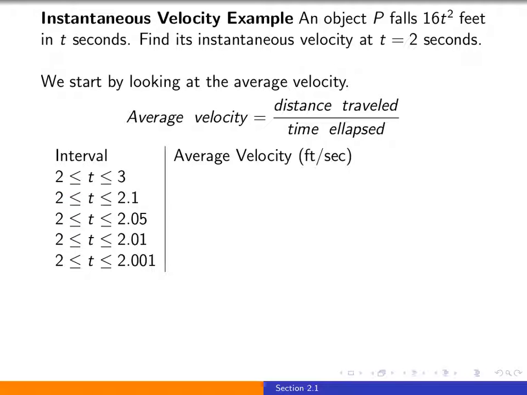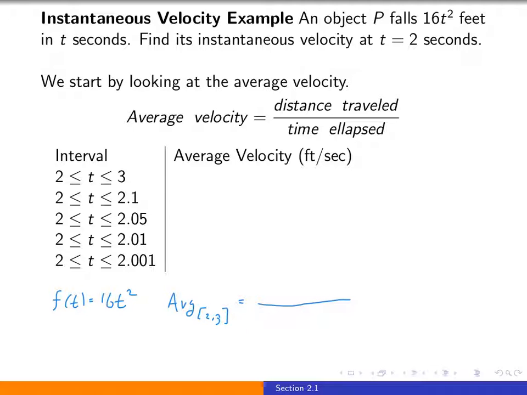So let's look at this first interval from 2 to 3. We need a function that we're dealing with. Our function is going to be 16 t squared, how many feet the object has fallen in t seconds. If we want to know the average velocity on the interval from 2 to 3, we would need the distance traveled divided by the time elapsed.